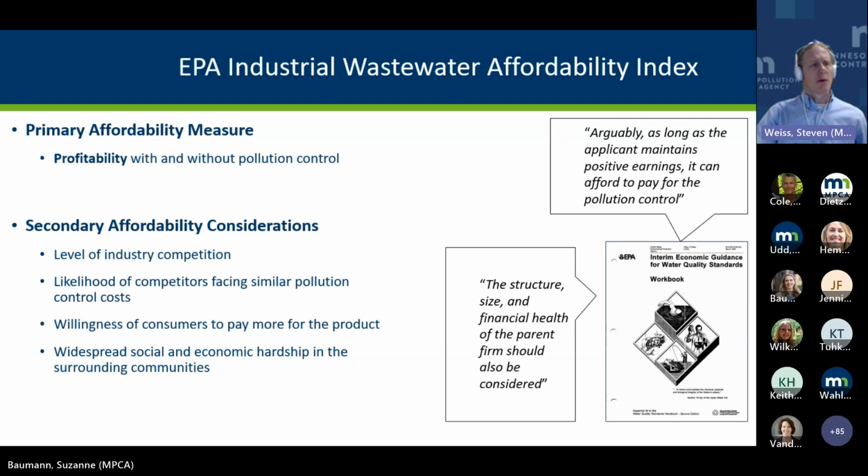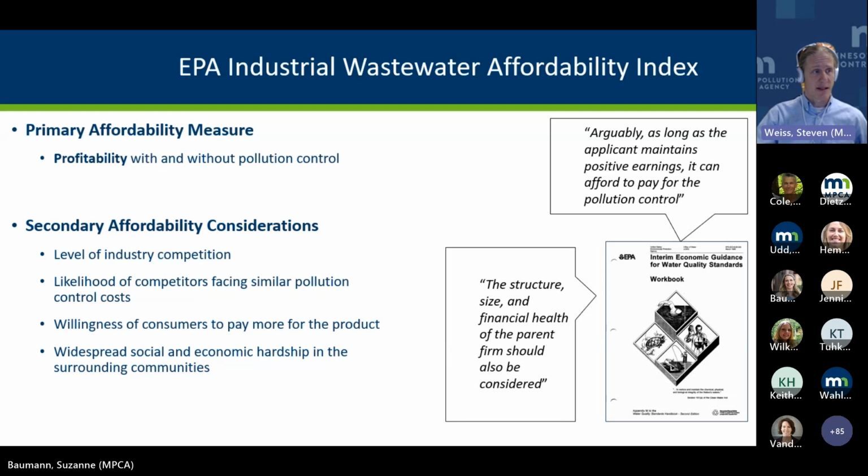EPA's Industrial Wastewater Affordability Index involves a primary and secondary measure too. The primary affordability measure involves profitability with and without pollution control. The secondary affordability measure might examine things like the level of industry competition, the likelihood of competitors facing similar pollution control costs, the willingness of consumers to pay more for the product, and other measures of widespread social and economic hardship in surrounding communities.